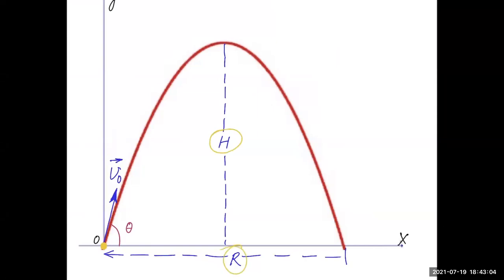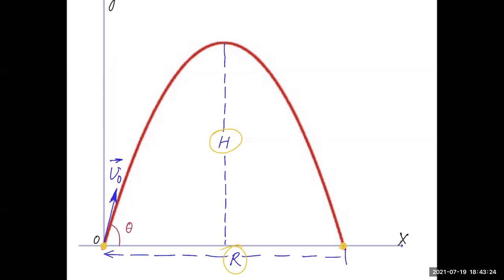Okay, you notice that when we drew this horizontal range, we assume that it lands at the same horizontal height as the initial position. So it doesn't land upstairs or downstairs. It doesn't have to be the case, but that's how we define R in our case. You also want to know T, the time of flight, among other things.